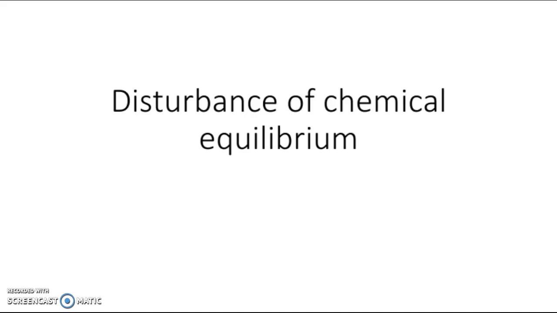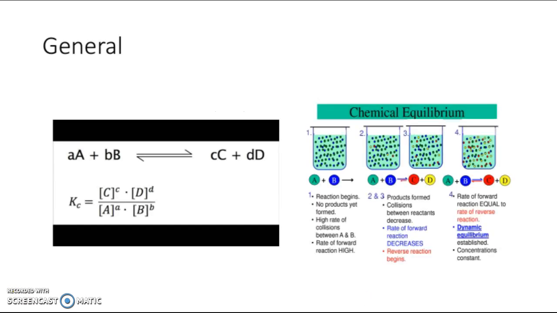So in this report we're going to discuss our experiment on disturbance of the chemical equilibrium. For a chemical reaction of this type, we have the equilibrium constant that can be expressed as follows at equilibrium. At a constant temperature, the value of the equilibrium constant will remain constant.